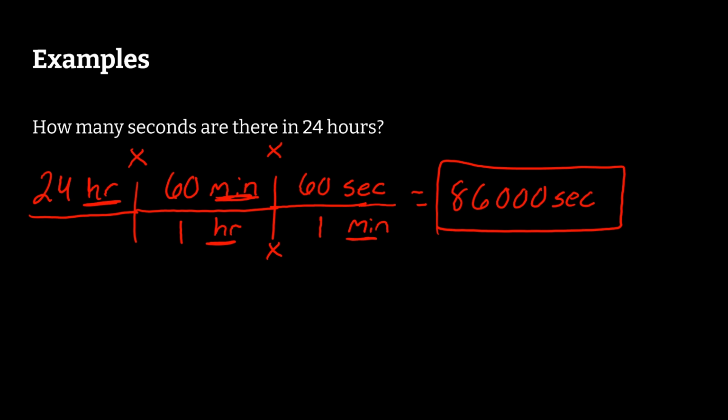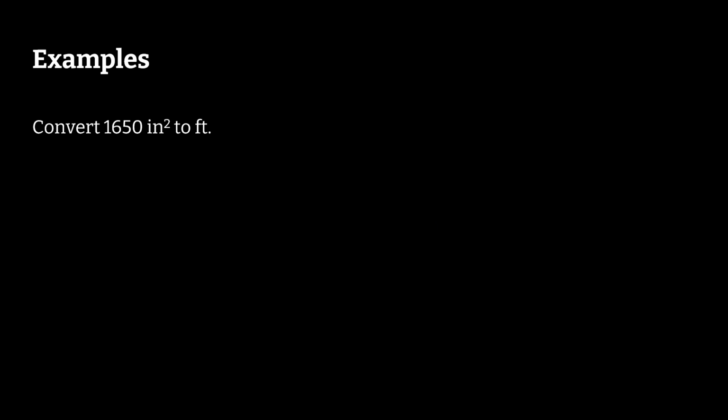Let's go ahead and take a look at our next example. We're going to convert 1,650 squared inches to feet squared. Now, the squared does make a difference in our dimensional analysis whenever looking at the conversion factor. So we have 1,650 inches squared.